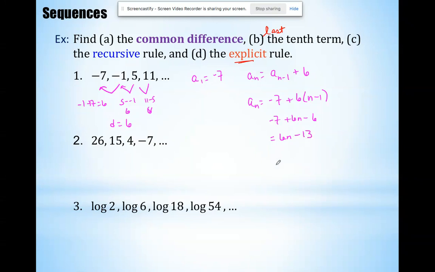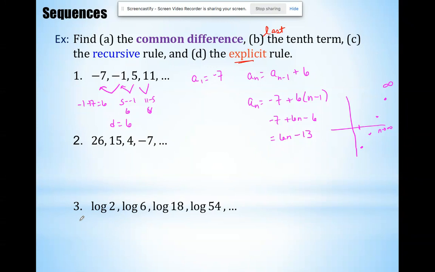There's my explicit rule. It is a linear function with a slope of 6 and a y-intercept of -13. But I'm only going to start this, right? When n is 1, I'm at -7, and then to -1, and then to 5, then to 11. The limit as n goes to infinity of this sequence is infinity.